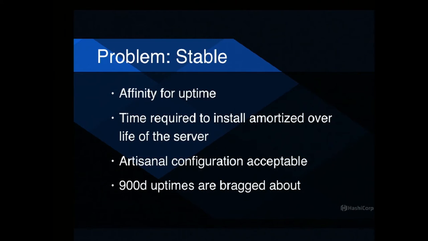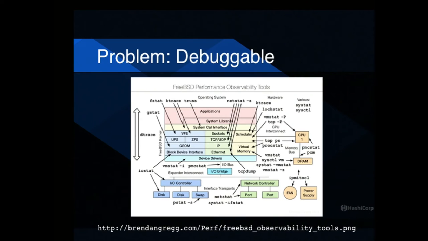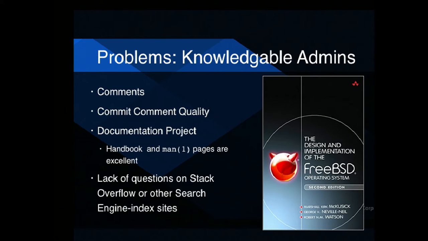So in the case of stability, as a community, we largely have an affinity for uptime. We like maximizing the amount of life out of a box, and we frequently brag about uptimes that exceed 1,000 days. And that's a problem, right? We know how to debug our stuff, okay? Thank you to Brendan Gregg.